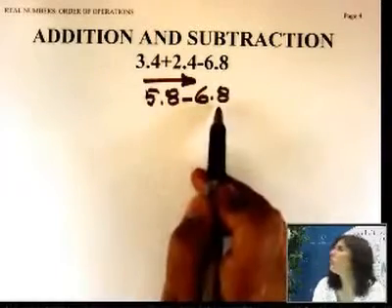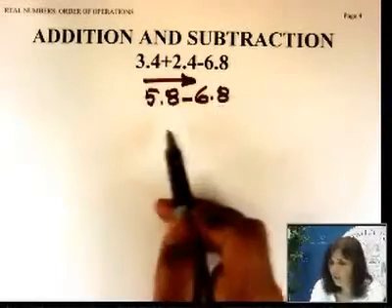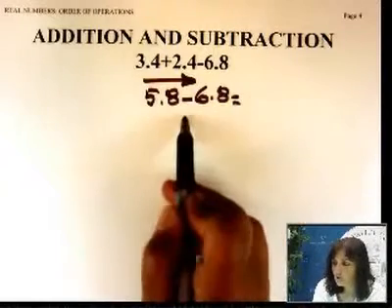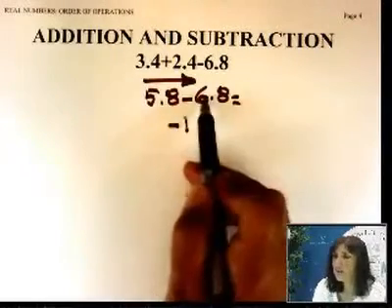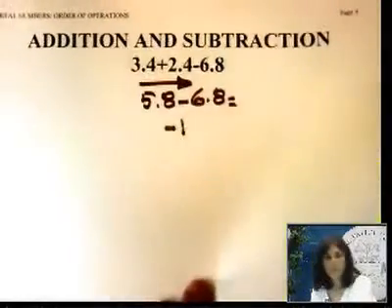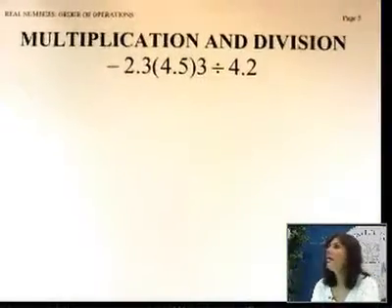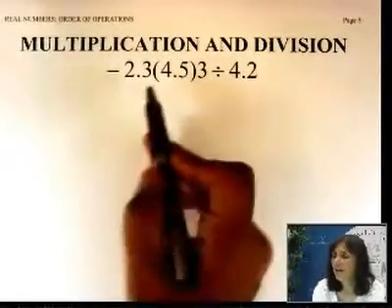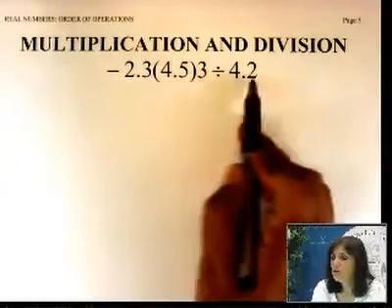Now I'm supposed to subtract 6.8 from 5.8. Take the difference. The difference is 1, and that's a negative because that one is a bigger number. How about a little bit more? I have here a bunch of multiplication and division.